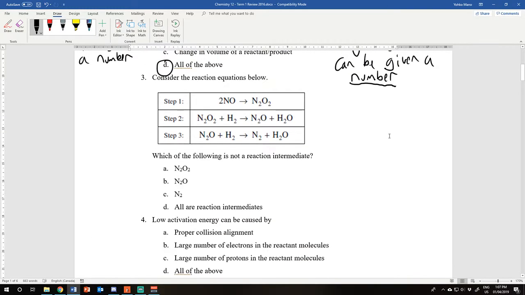All right, considering the reaction equations below, this is a reaction mechanism. That's what we call these. So this is a reaction mechanism.